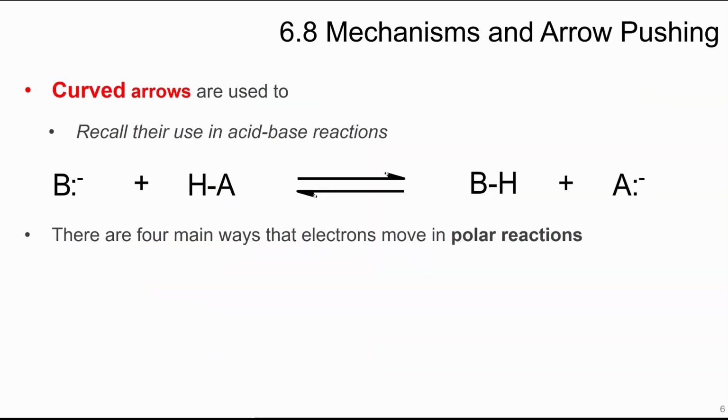So curved arrows are used to show how electrons move as bonds are breaking and or forming.